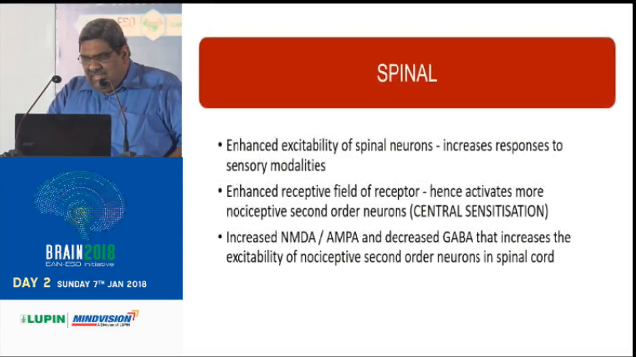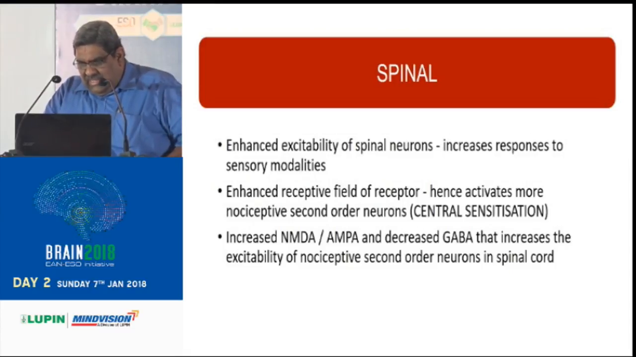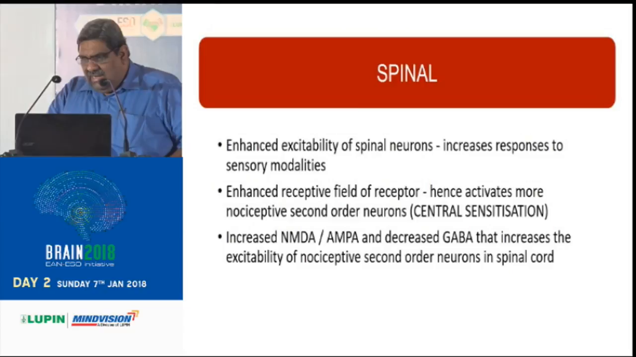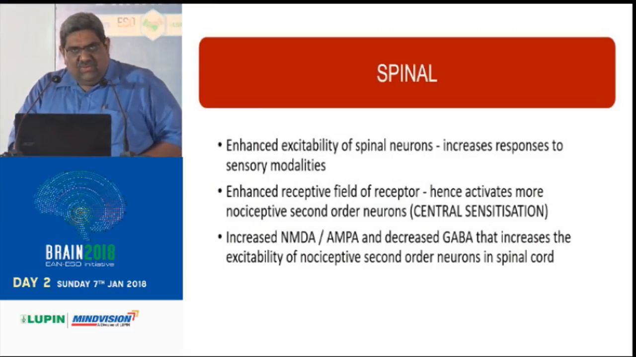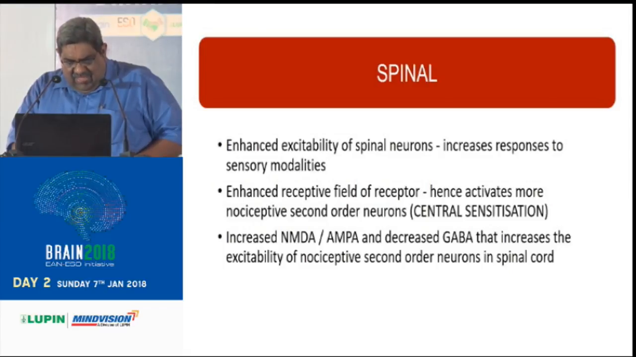So in spinal neuropathic pain, it is again enhanced excitability of the spinal neurons. The enhanced receptive field of the receptor hence activates more nociceptive second order neurons. That's what produces the central sensitization. As you must have seen even in migraine, most of the patients would have complained that because of central sensitization, non-noxious stimuli produce so much pain, even combing the hair and all these things. Increased NMDA and AMPA and decreased GABA increase the excitability of nociceptive second order neurons in the spinal cord.